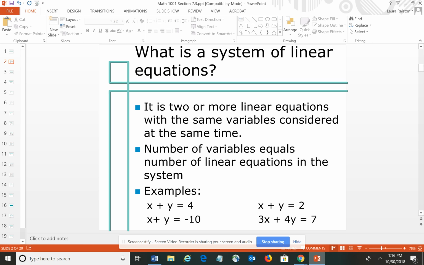So if you had three variables, you would need three equations. Four variables, you would need four equations. The number of variables should always equal the number of equations in the system.